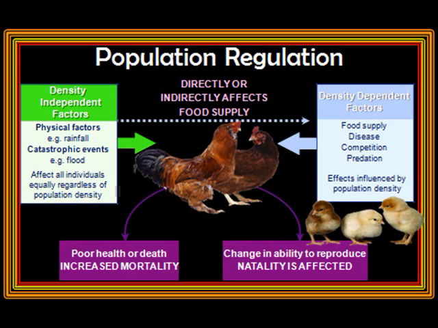Two different types of factors that can influence your population: density independent and density dependent, and we're going to talk about those on the next couple of slides. These will affect whether or not the mortality rate increases or the natality rate increases. Natality, remember, is birth rate. It's going to add to the population. Mortality is death rate. It's going to take away from the population.